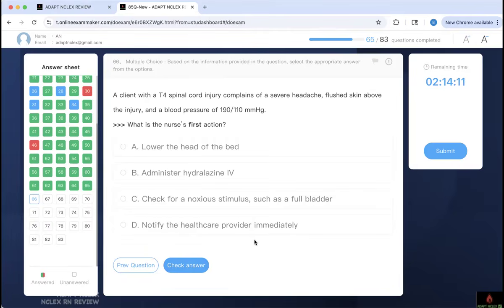Lower the head of the bed, administer hydralazine, check for noxious stimuli such as full bladder, notify the healthcare provider. Think about what is going on. Analyze the question. What is the problem? T4 spinal fracture, severe headache, flushed face, and high blood pressure. This is autonomic dysreflexia. What do you do?